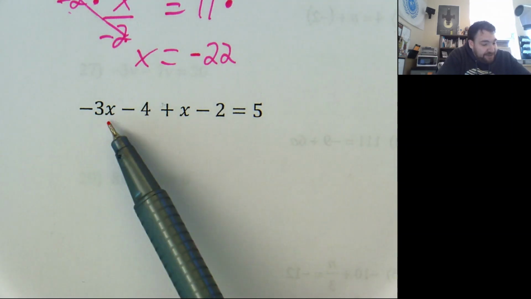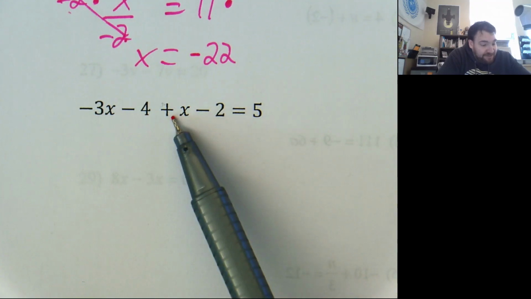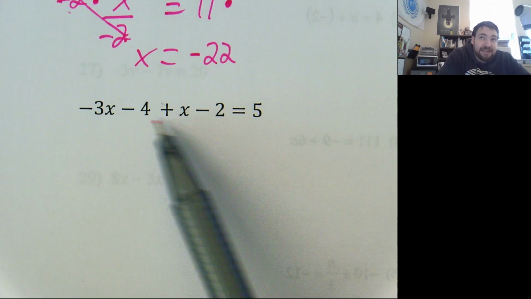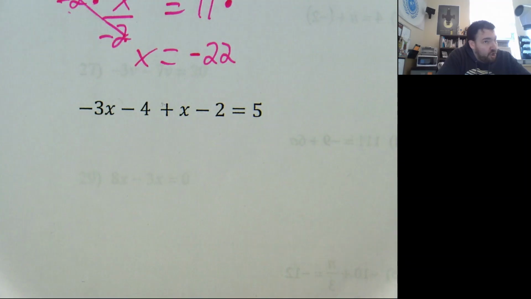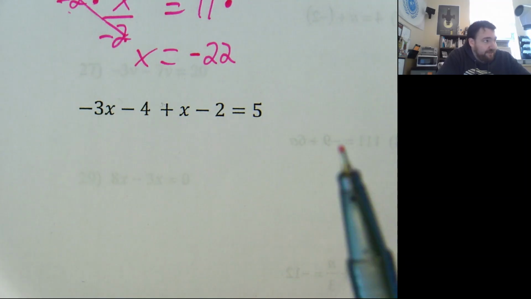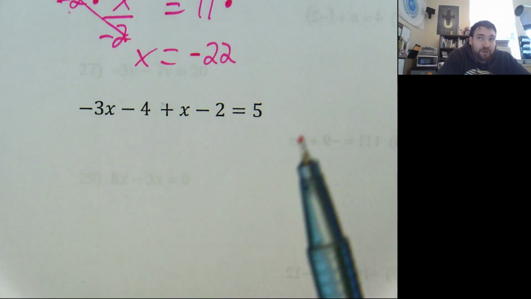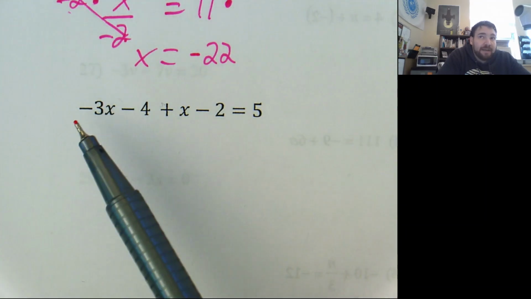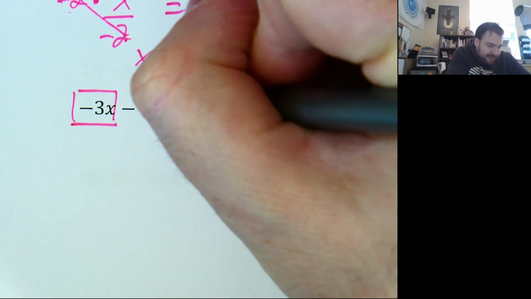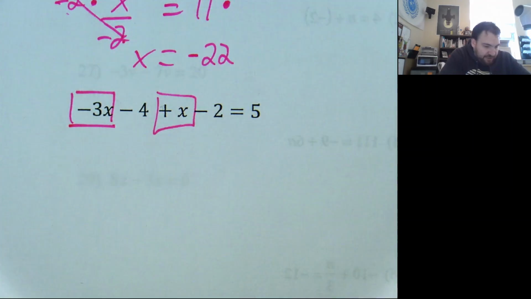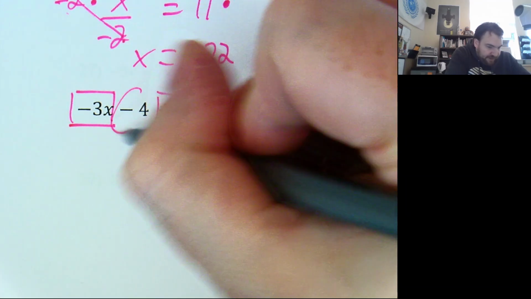I've got -3x minus 4 plus x minus 2, all on the same side. So someone give me a pair, and if you recall, like terms have to have the same variables with the same exponents. So what are my like terms over here? That's one pair. The -3x and the positive x. Josh, you want to give me the other one? The -4 and the -2.